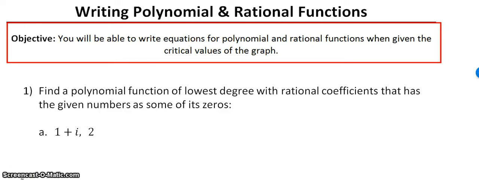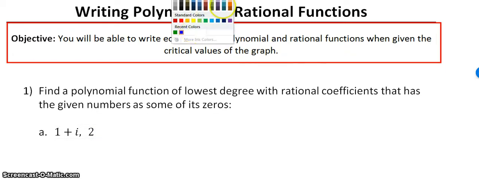Hi everyone! By the end of this video, you should be able to write equations for polynomial and rational functions when given different critical values of graphs. To start with a polynomial function, we want the function with lowest degree and rational coefficients that has these numbers over here as some of its zeros.